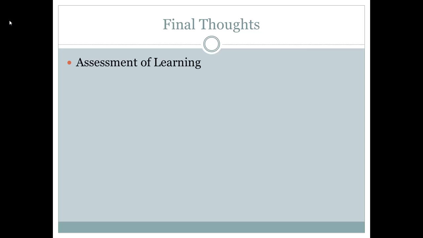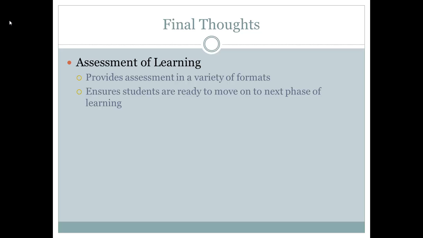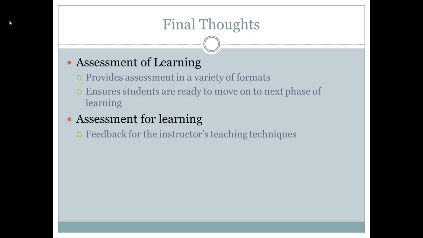And just my final thoughts, that I think it is both assessment of learning and assessment for learning. So why it's assessment of learning? It does provide assessment in a variety of different formats. It ensures students are ready to move on to the next phase of learning. And why it's assessment for learning is that it provides feedback for the instructor's teaching techniques, obviously. So if all the students fail the multiple choice exam, then they need to revisit their teaching strategies to find out how they can improve this for next time, or what they need to review with the students so they can move on to the next level of learning.